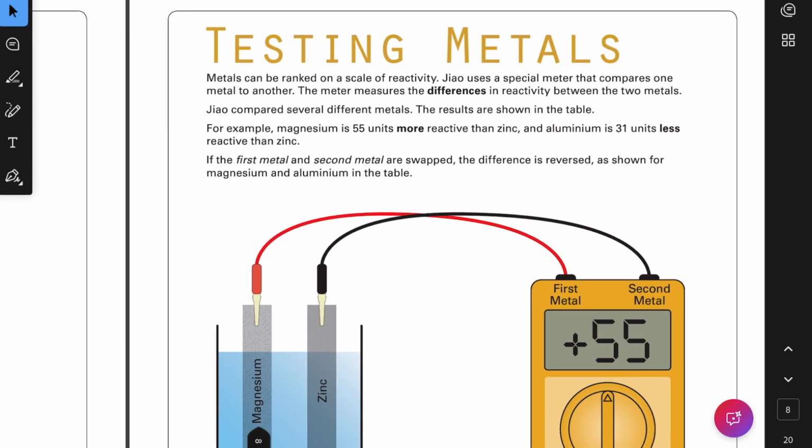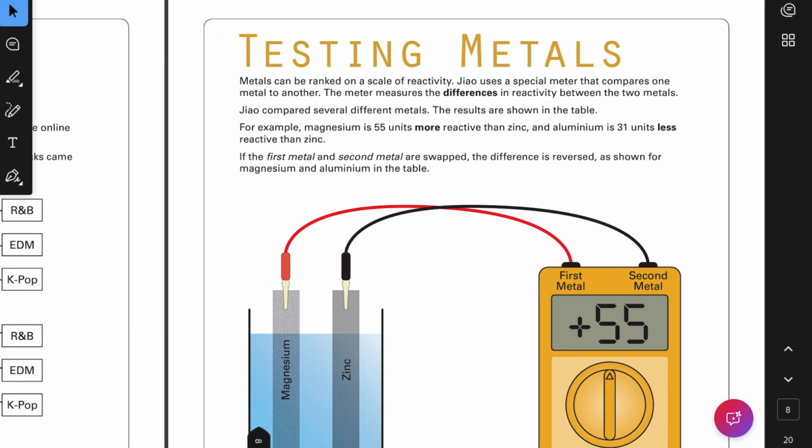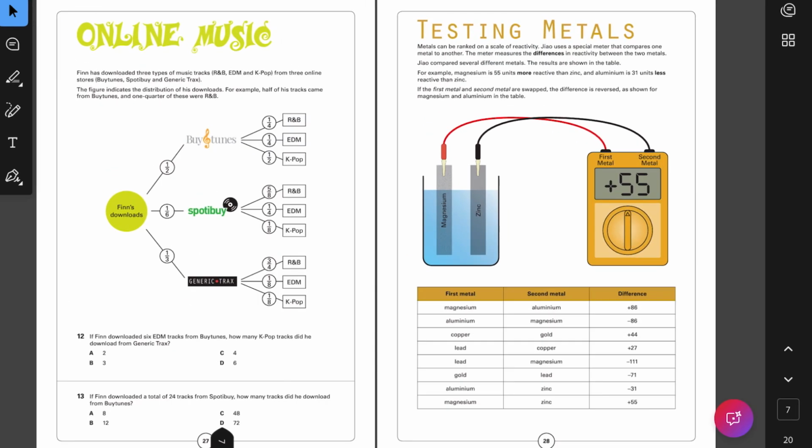The next segment is testing metals. Metals can be ranked on a scale of reactivity. Jaw uses a special meter that compares one metal to another. The meter measures the difference in reactivity between the two metals. Jaw compared several different metals. The results are shown in the table. For example, magnesium is 55 units more reactive than zinc.